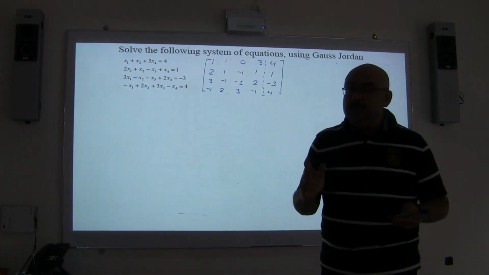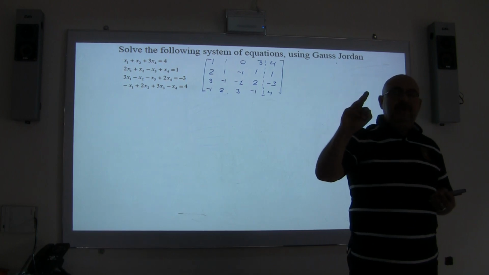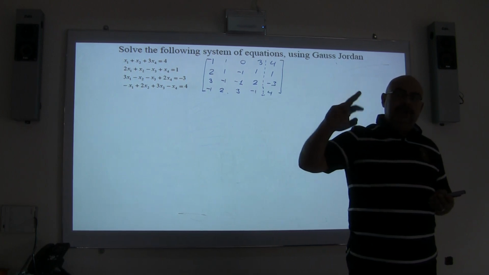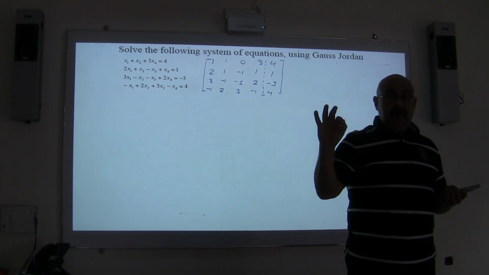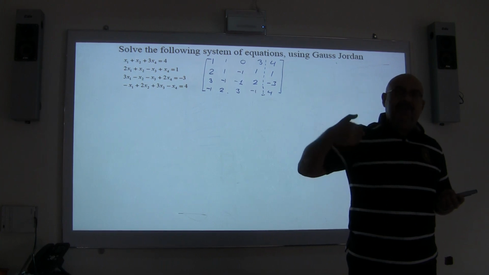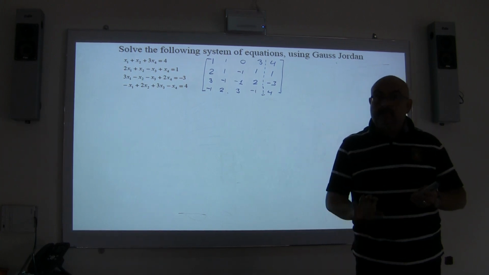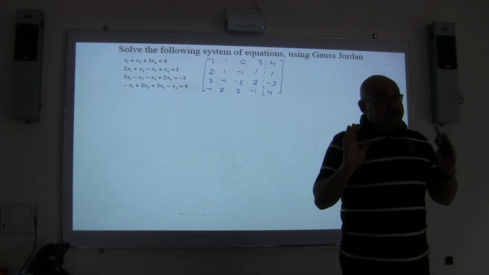Okay, what are the 3 properties or 3 operations that you can use? Switching rows, multiplying any row by a scalar value, then adding the result on another row. Okay? The plan is like this.